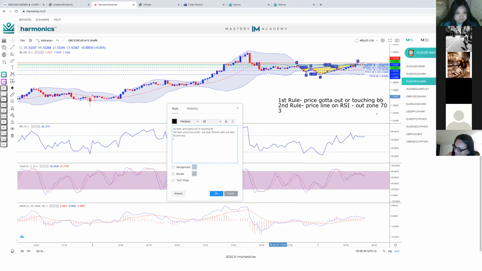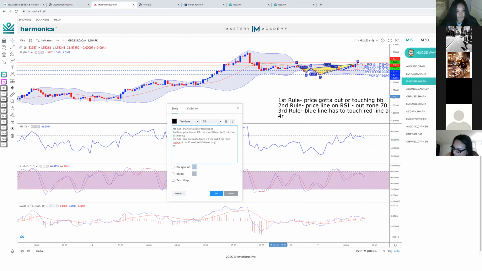Third rule: stochastic. Blue line has to touch the red line or orange line, whatever line you got over there. And it has to be outside of the 80 level, which is for the sell, or the 20 level, which is for the buy. Remember, if it's down, we try to go up. If it's up, we try to go down.